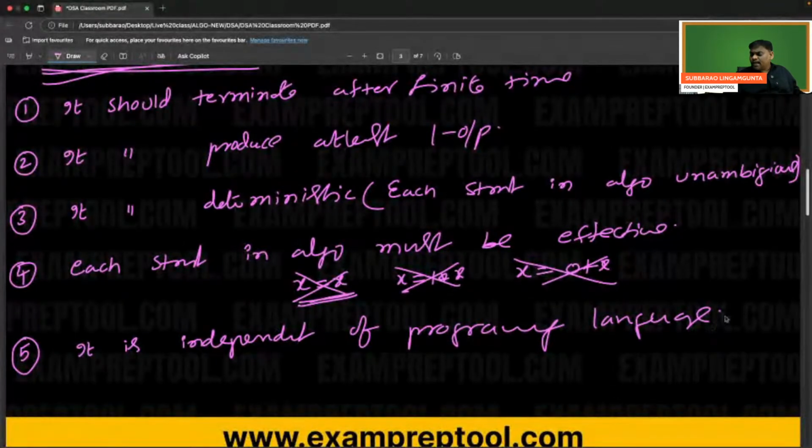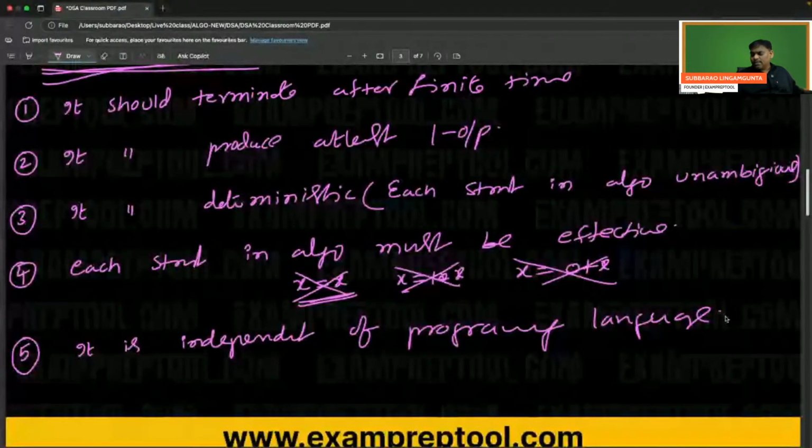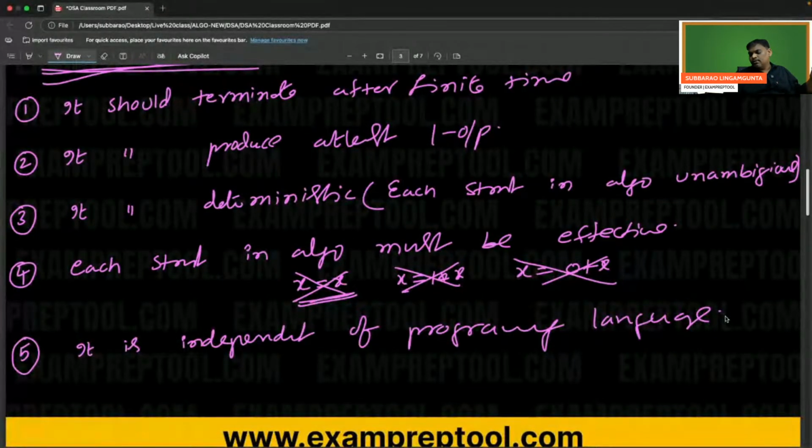Next one, it is independent of programming language. You cannot say this algorithm only supports C programming, this algorithm only supports Java, this algorithm only supports C++. You cannot say that. Algorithm means logic. That logic can be independent of the programming language. It can be implemented across different platforms or architectures. Exactly. Thank you, Ella.